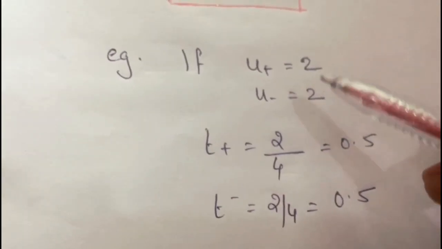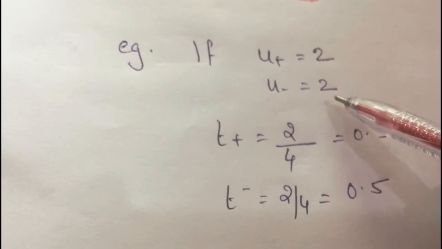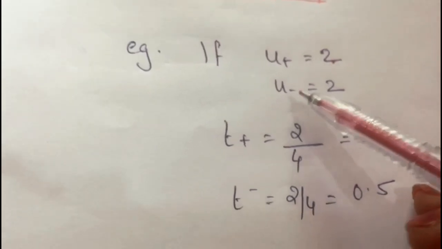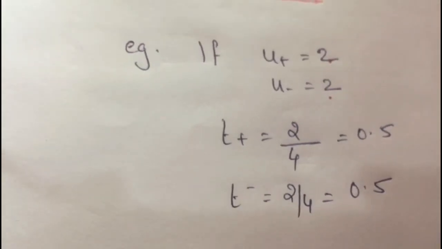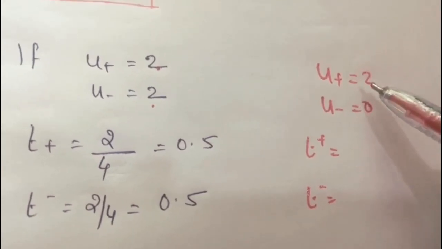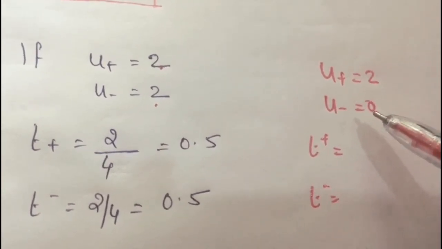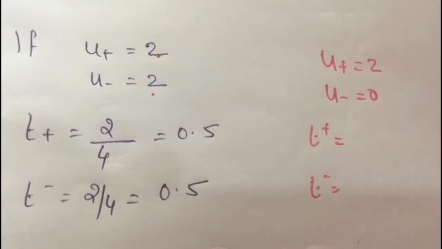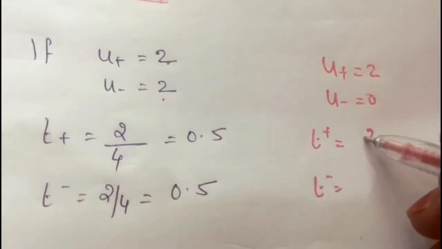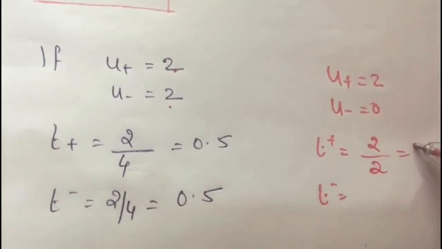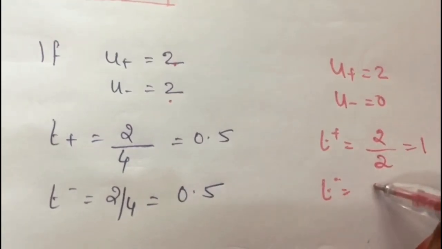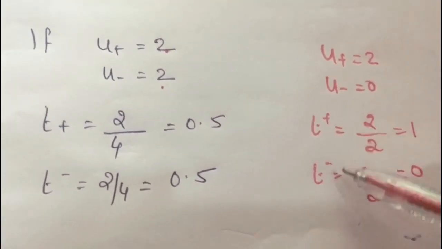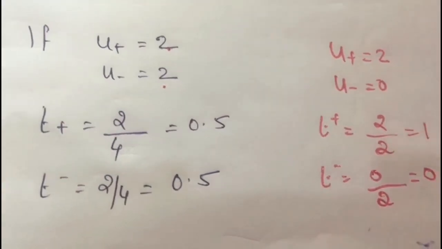Let's see our previous cases. 2 cations are moving, 2 anions are moving. So here T plus will be 2 divided by 4, 0.5. T minus will be 2 divided by 4, again 0.5. Now in our second condition, 2 cations are moving, anions are not moving. So in that case, U plus equal to 2, U minus equal to 0. Therefore T plus equals 2 divided by 2, that is equal to 1. T minus equals 0 divided by 2, that is equal to 0. So the total transport number is 1 plus 0, that is equal to 1.